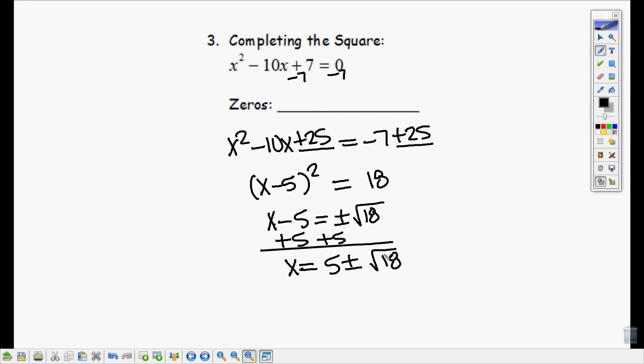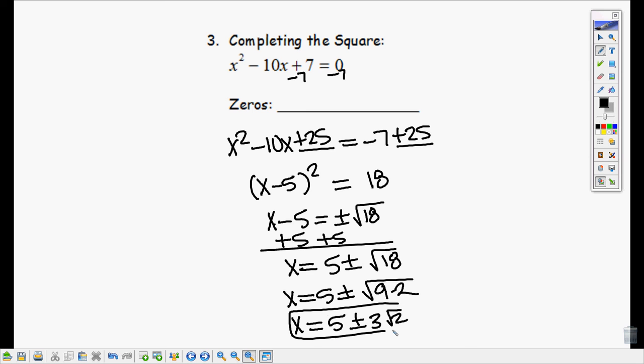So remember, I'm not going to touch that radical until I have x on a side by itself. So I have x is equal to 5 plus or minus the perfect square, the largest perfect square in 18, which is 9 times 2. So I have x is equal to 5 plus or minus the square root of 9, which is 3, and then 2 is still under that radical. So I have 5 plus or minus 3 square root of 2.